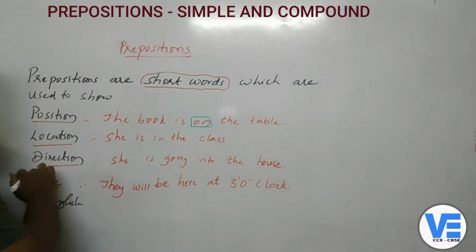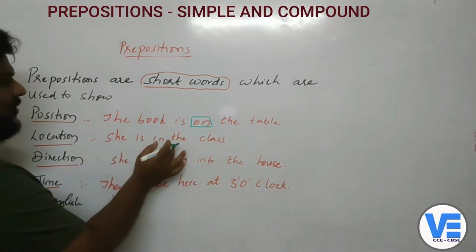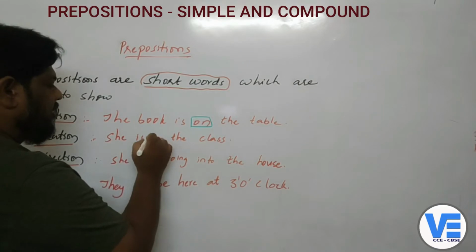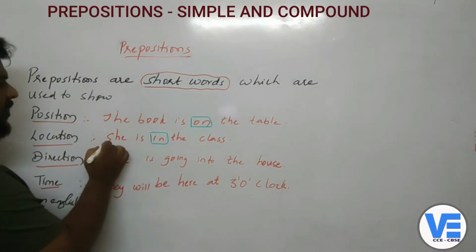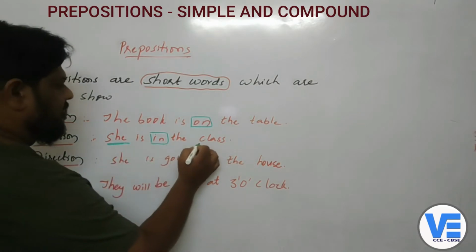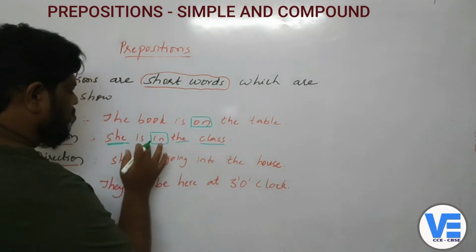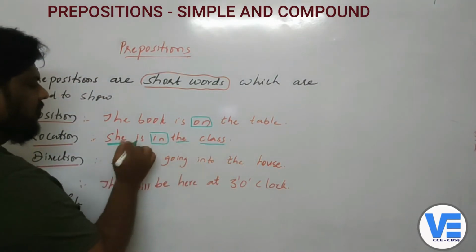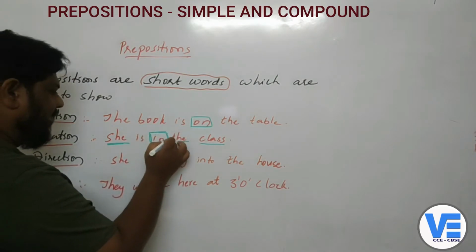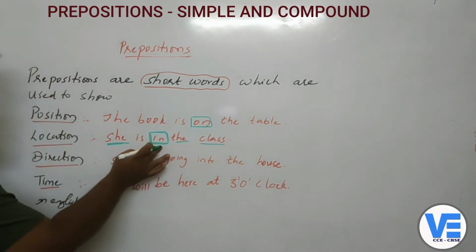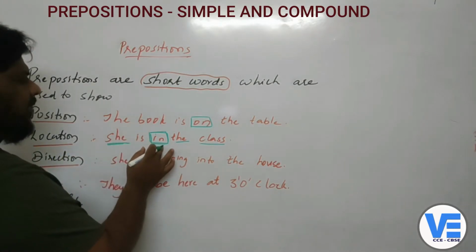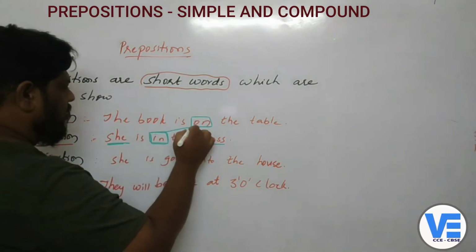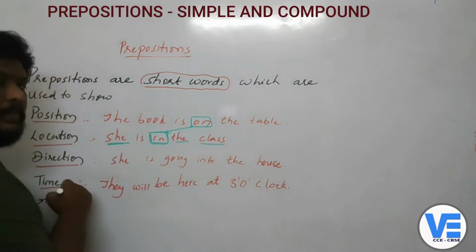And coming to the location. She is in the class. So where is she? She is in the class. What is her location now? See here, it is a noun and then these are the other words. How are these related? They are related using the word in. And in is a word which is showing the location. So in here is the preposition. So on and in both are prepositions.